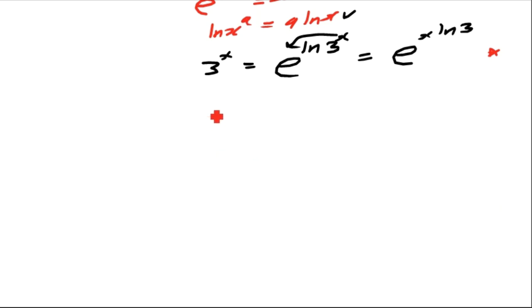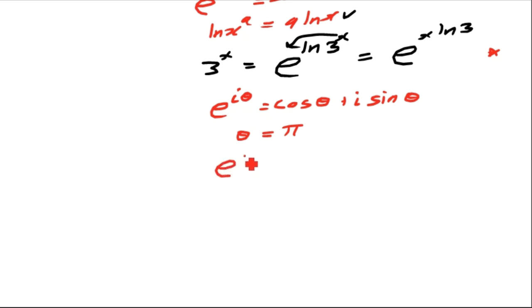You go back again. Euler's equation is exponential i theta equals cos theta plus i sine theta. So when theta is pi, we substitute theta with pi, and we get exponential i pi equals cos pi plus i sine pi. If you work out cos pi from the calculator, you get cos pi is negative 1. Then it is plus i.